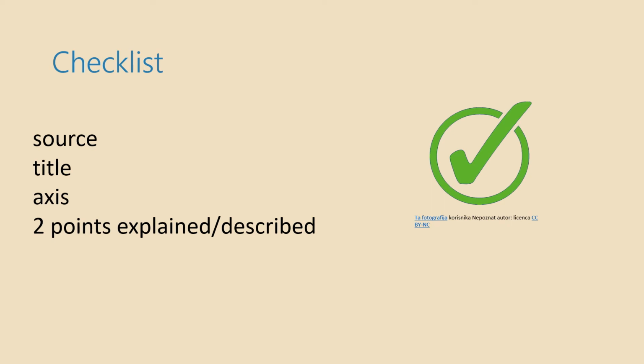Don't forget, in your description, you need to mention the source, the title, talk about the axis, and put extra emphasis on two points which you will either explain or describe. If you have all this in your description, then you can send it off to your teacher. Well done!